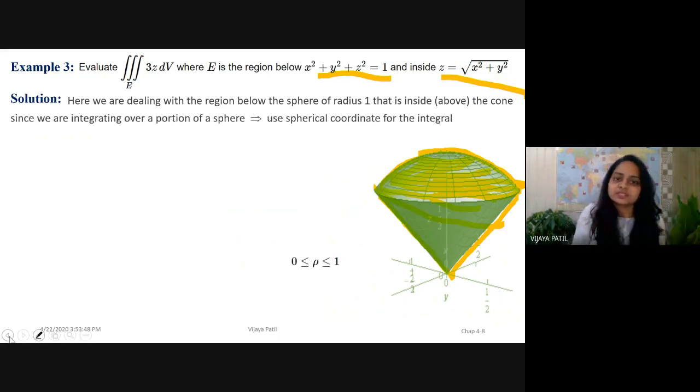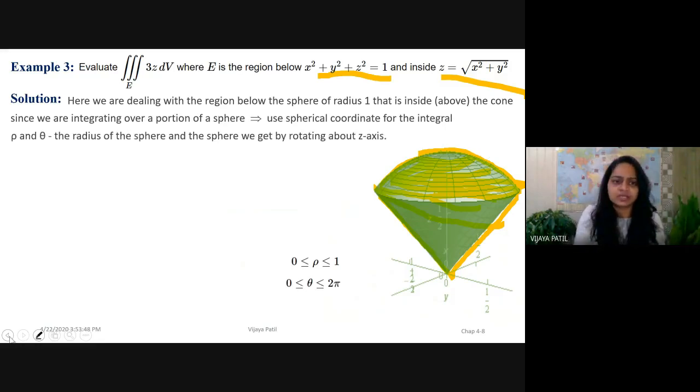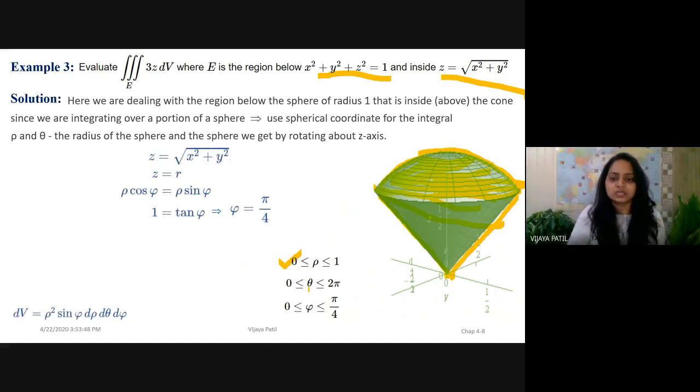Since we are integrating over a portion of a sphere, we will always go for spherical coordinates, and the limit for rho is quite obvious. We have seen in the previous 2 examples also, rho will move from 0 because it's positive. The base of this cone is at the origin here. We have already discussed this question, but one more thing I need to explain. So rho is between 0 to 1, and what will be theta? Theta goes around the z-axis, taking the entire round of the sphere, so it is 0 to 2 pi.